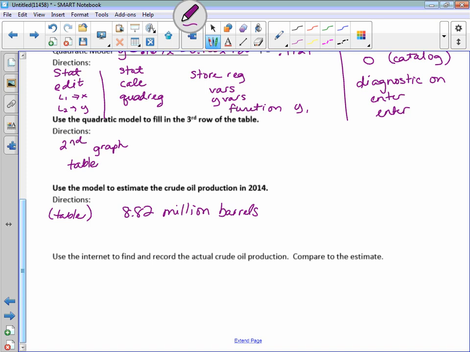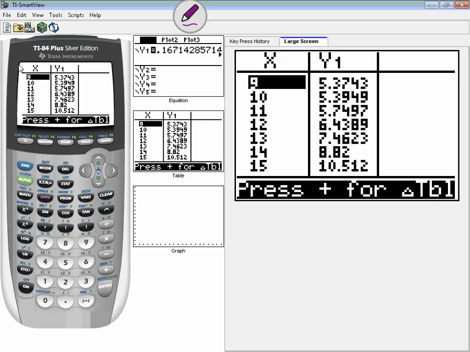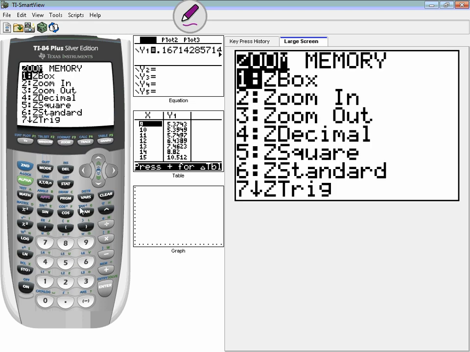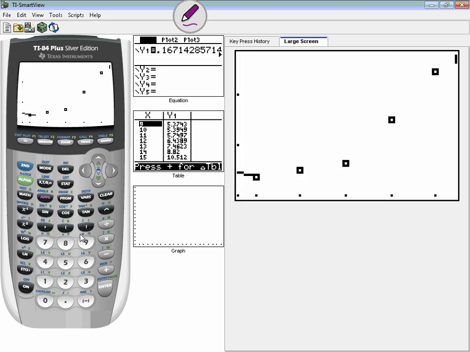And just to show you how nice of a fit this one was, I'm going to go Zoom, and I'm going to pick number 9, which is Zoom Stat. So there's my scatter plot, and there's my regression line going right through it. Okay, pretty good fit. All right, let's turn the page.